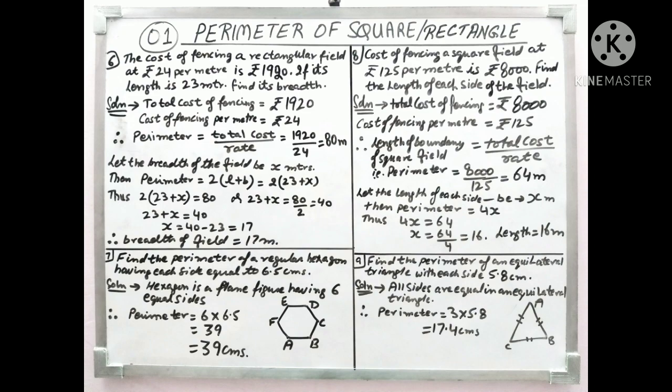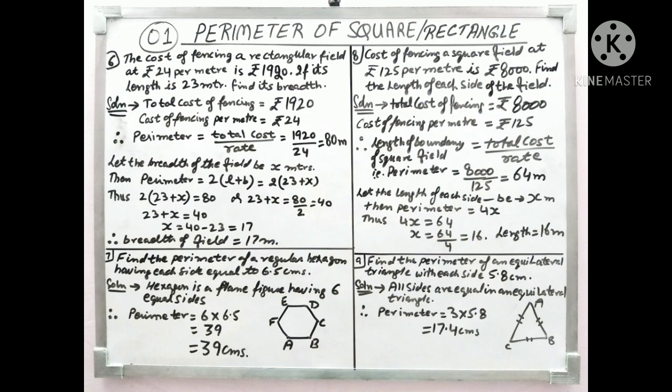So the length of the boundary of the field, that is the perimeter of the field, is total cost of fencing divided by rate of fencing, that is rupees 8,000 divided by rupees 125 per meter. So we get the answer as 64 meters. That is the perimeter of this square field, which we have calculated.